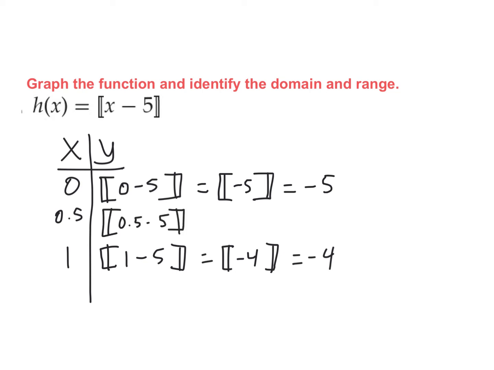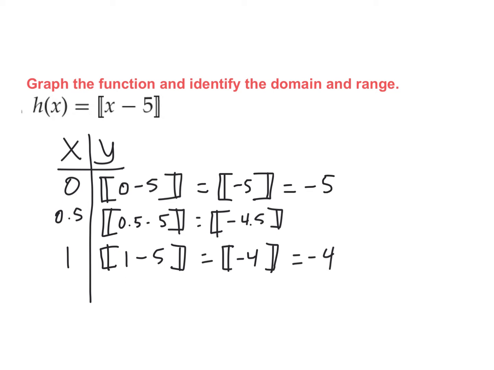What is 0.5 minus 5? Negative 4.5, right? Negative 4.5. So now we're in a situation we haven't been in yet. Inside the greatest integer function, we don't have an integer anymore.